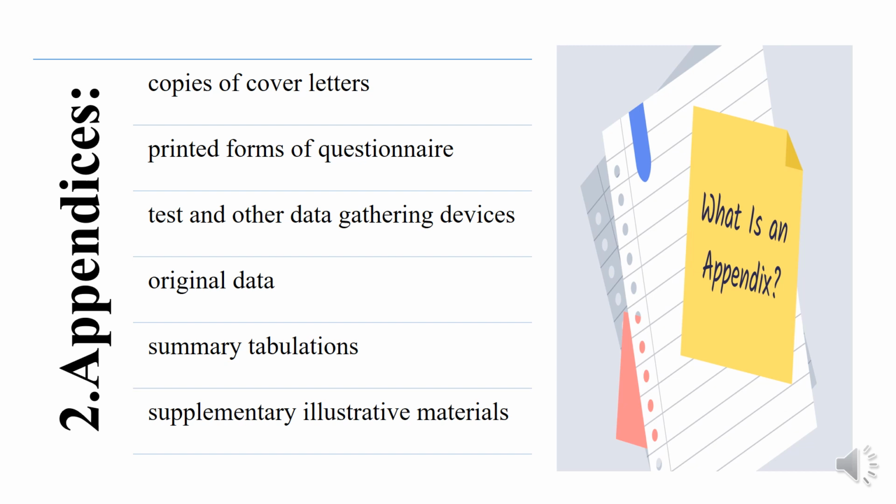Examples of appendixes are copies of cover letters used, printed forms of questionnaires, tests and other data gathering devices, original data, summary tabulations, lengthy tables containing data of lesser importance, supplementary illustrative materials, and special computer programs or printouts.